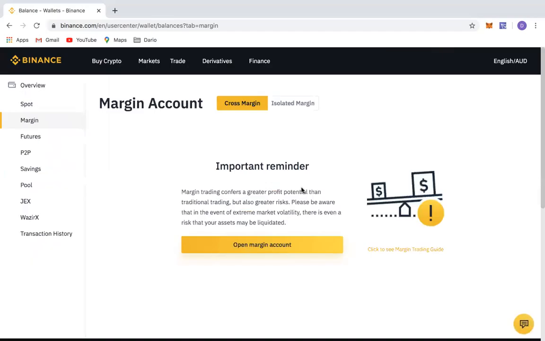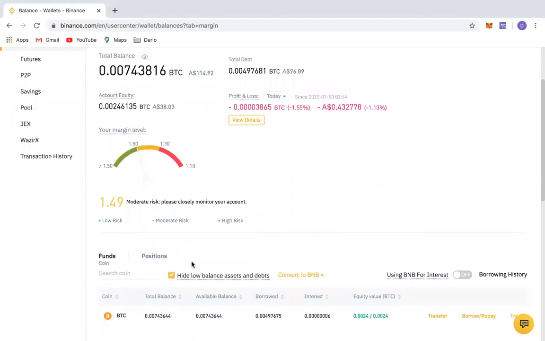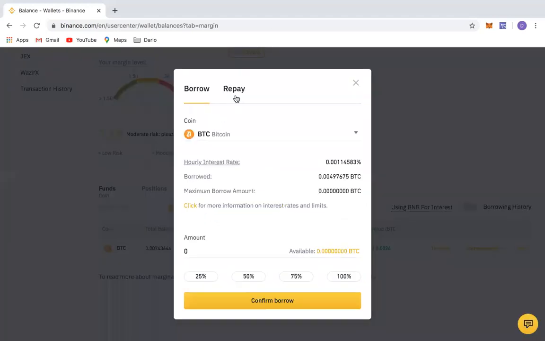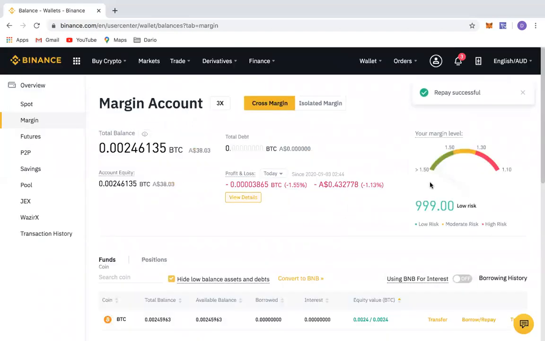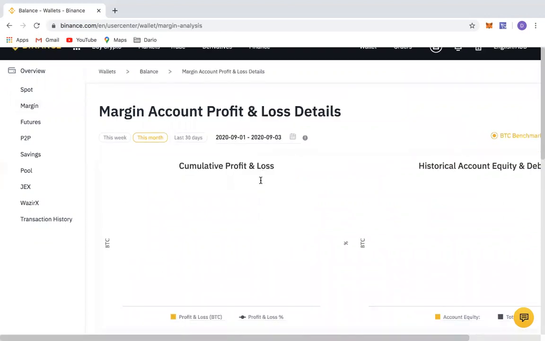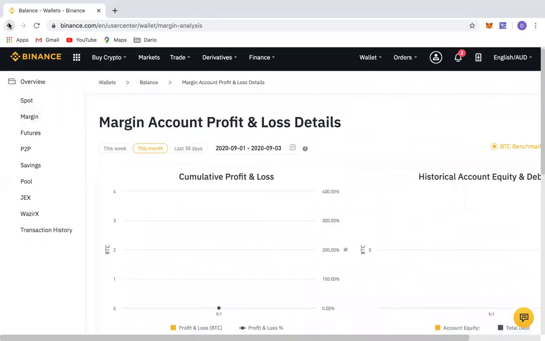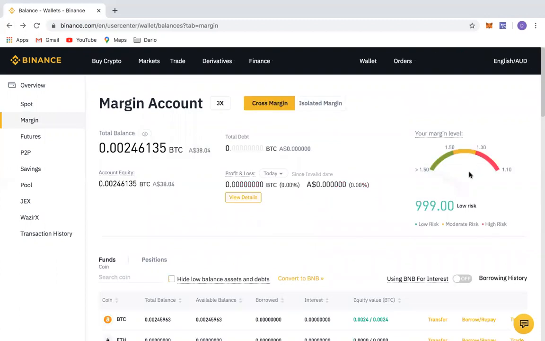So we already loaned 3 times. We already bought the TRX, we just sold. We remembered to click normal. And we're going to go to repay, because remember, we borrowed Bitcoin. And we're going to repay 100%. And then it's going to come up with our profit and loss. We can view the details. We can really get nice data about our account here. But I don't have to explain that much. You can just browse it yourself and look through it.